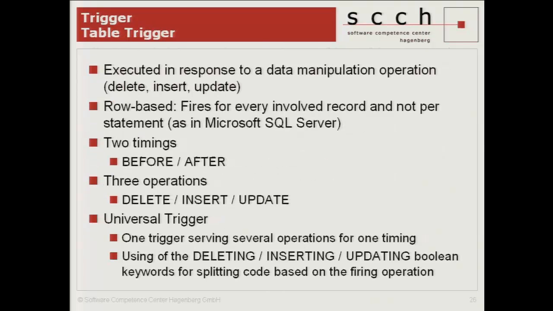So table triggers are pretty much what you probably know. The main difference, if you're coming from Microsoft SQL Server, is that Firebird triggers are row-based. So if you execute an update statement which involves updating 1,000 records, then the trigger gets fired 1,000 times. In Microsoft SQL Server, that's different. There you have statement-based triggers. So if you're issuing an update statement, the trigger gets only fired once, whatever the number of records involved in the update statement.